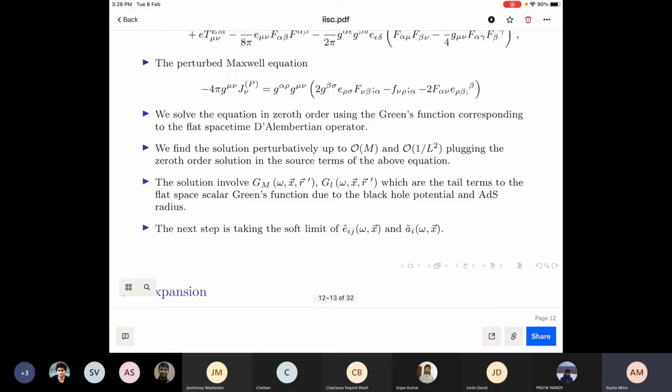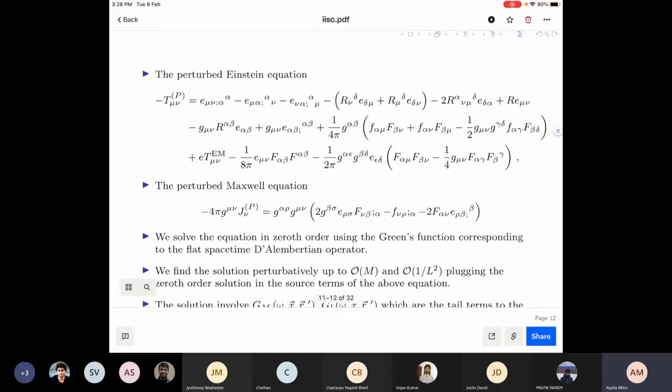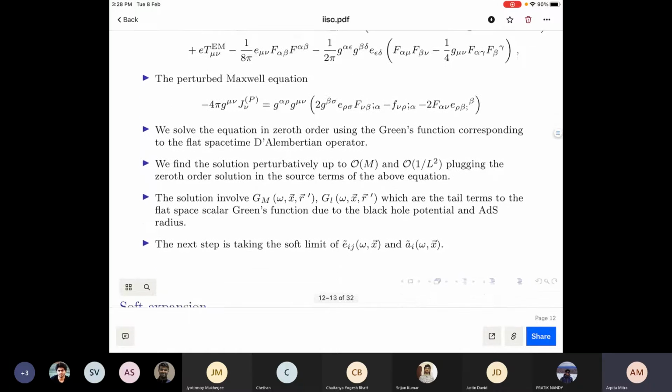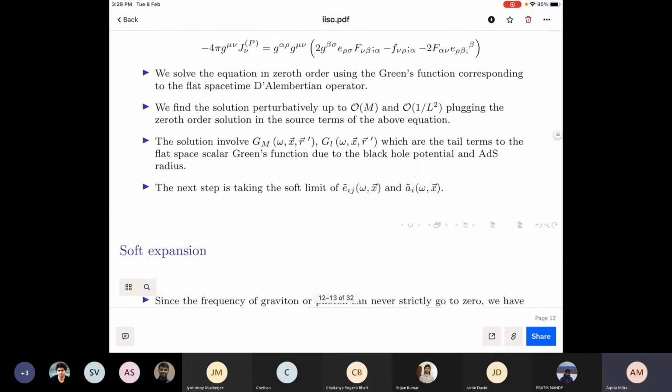The next step, using this Green's function: in this equation of motion, first we solve it in zeroth order, and we put back the zeroth order solution and treat the other terms as a source term, and then we got the solution in terms of this G_M and G_L. Then the next step is to do the Fourier transformation of this metric perturbation and the gauge field perturbation, and then we take the soft limit.